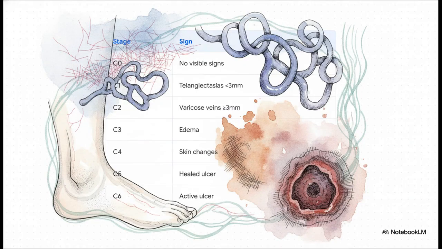Looking at the clinical arm of the CEAP classification system, it starts at C0 with absolutely zero visible signs of venous disease. C1 covers the tiny stuff, like telangiectasias under 3 millimeters. But right here at C2, and this is a massive exam pearl, 3 millimeters is the strict defining threshold for true varicose veins. Moving up, C3 introduces edema, C4 brings skin changes like pigmentation, C5 is a healed ulcer, and C6 is an active venous ulcer.